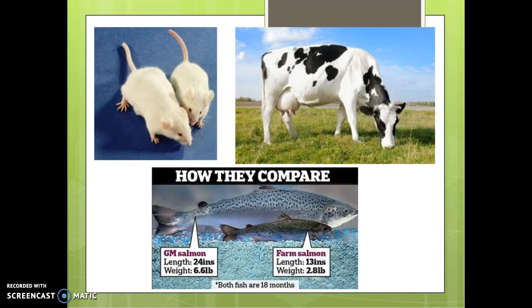So the mouse on the left, this guy here, is bigger than its natural brother on the right. Look at the cow. Check out the size of her udder. Enlarged, increased to produce more milk. Check out the genetically modified salmon. In the same amount of time, 18 months, that genetic salmon is over twice the size of the farm-raised normal salmon. So 6.6 pounds versus 2.8.